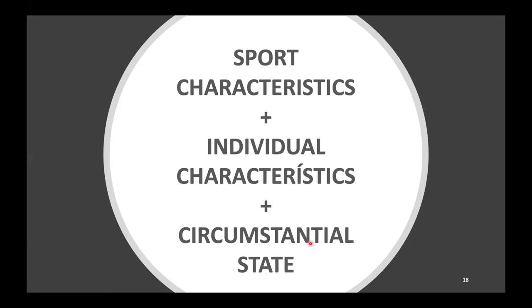The first level is based on the sport characteristics, and it could seem contradictory because this level is equal for all basketball players, and we could think that it's not individual. But the first way to individualize it is to separate by sport. The second level is about individual characteristics, and the third level about the circumstantial state of players.